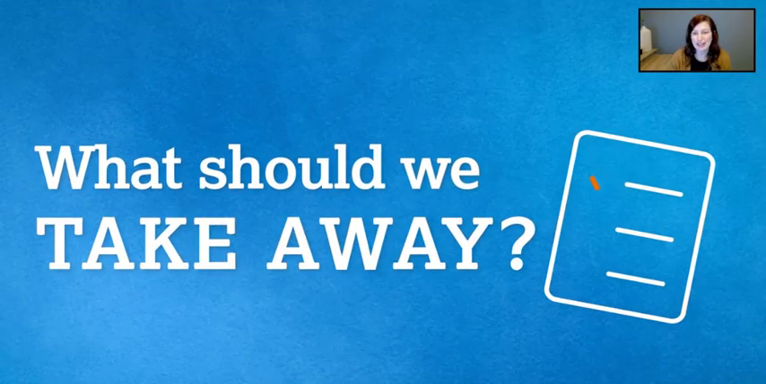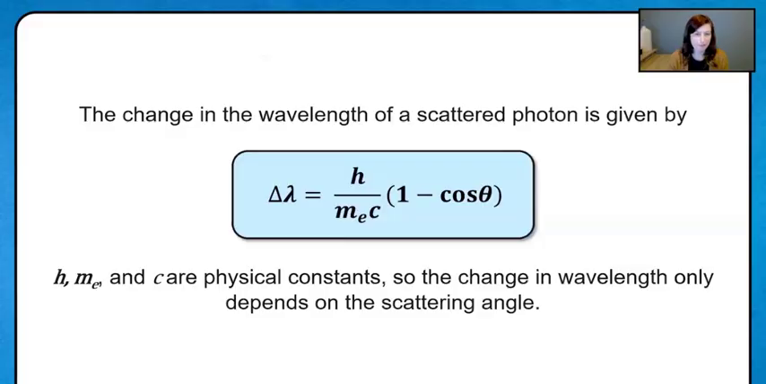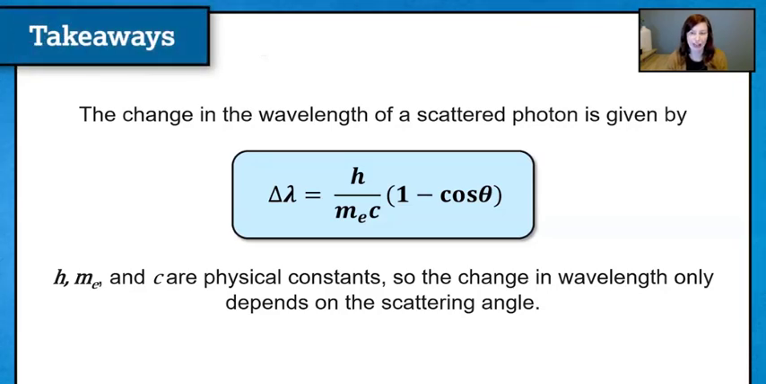So what should we take away from this video? So the change in wavelength of a scattered photon is given by the mathematical model delta lambda equals h over mass of the electron times c times 1 minus the cosine of the scattering angle. Remember, h, mass of electron, and c are physical constants, so the change in wavelength only depends on the scattering angle.